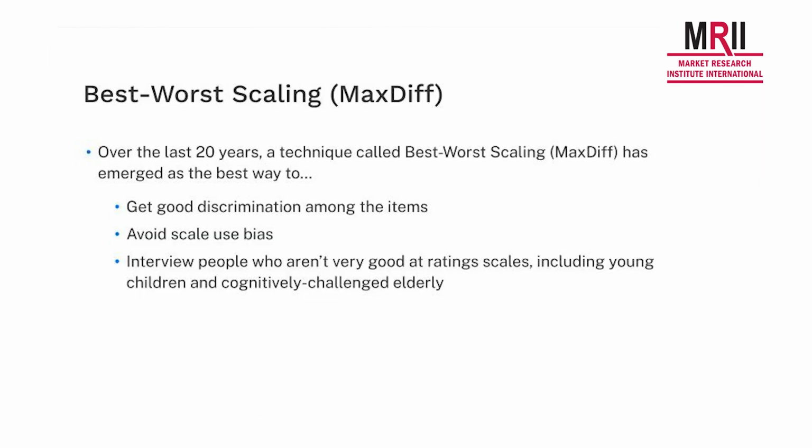So for the last about 20 years, this technique called MaxDiff, also known as best-worst scaling, has emerged as a better way to get better discrimination among the items. That means you can get more precision with smaller sample size. And this methodology called MaxDiff is a good way to get better discrimination than a rating scale, and it avoids the scale use bias because there's no scale involved. Every respondent has to pick a best and a worst, and there's no different way, whether you're in India or whether you're in Germany, to pick a best and a worst.